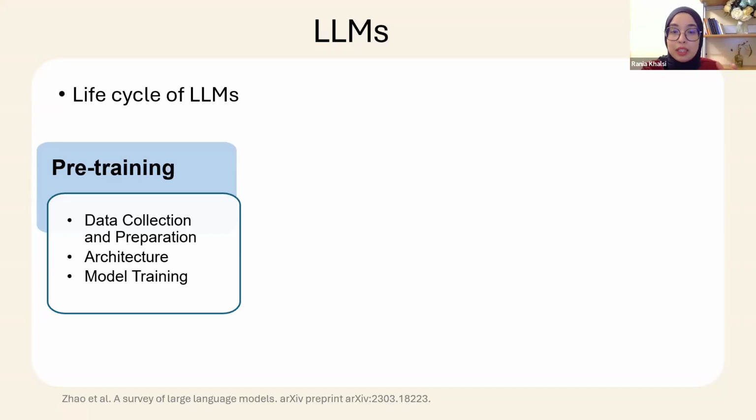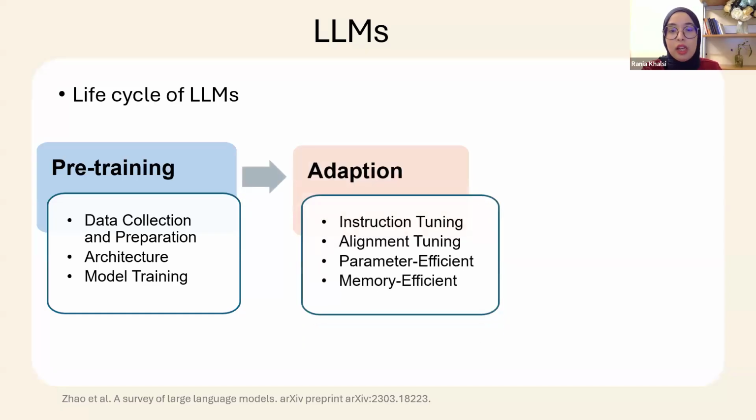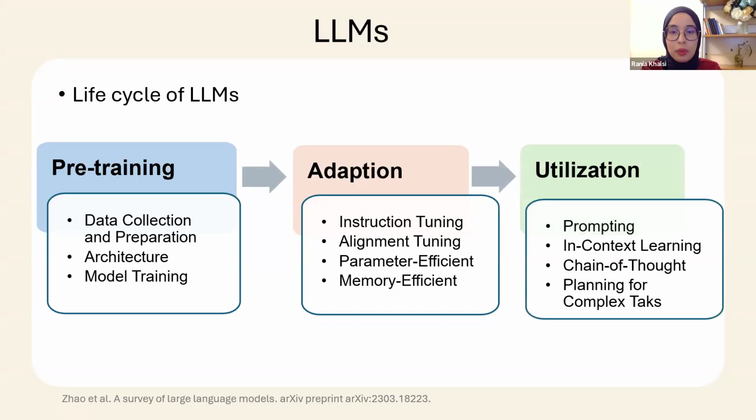So once the model is trained, we move to the second phase, which is adaptation. Okay, so adaptation is where the model goes through instruction tuning, alignment tuning, let me say, and efficiency improvements. Like, for example, parameter efficiency, efficient training, and, for example, memory optimization, and so on.